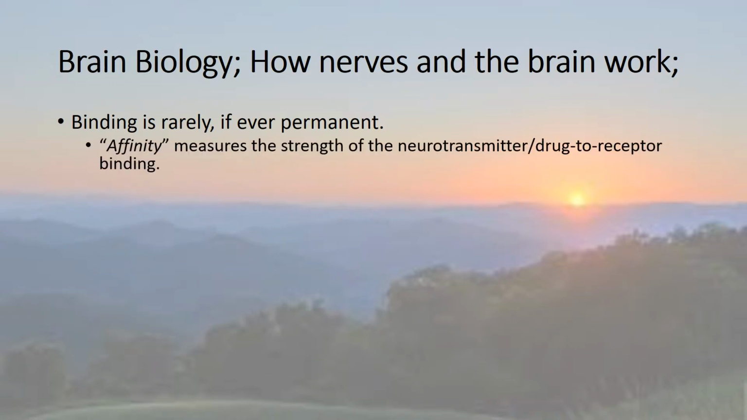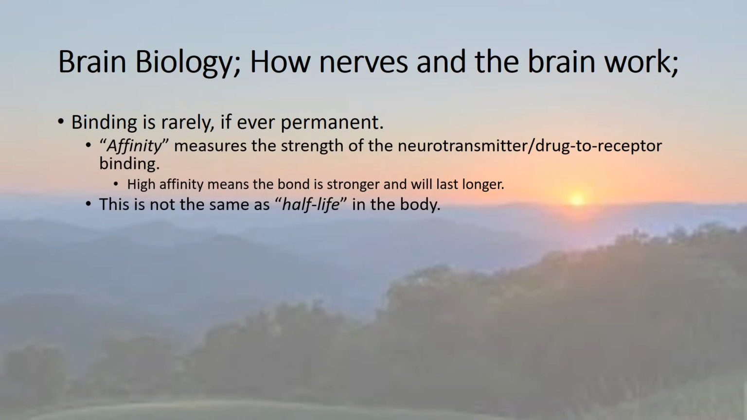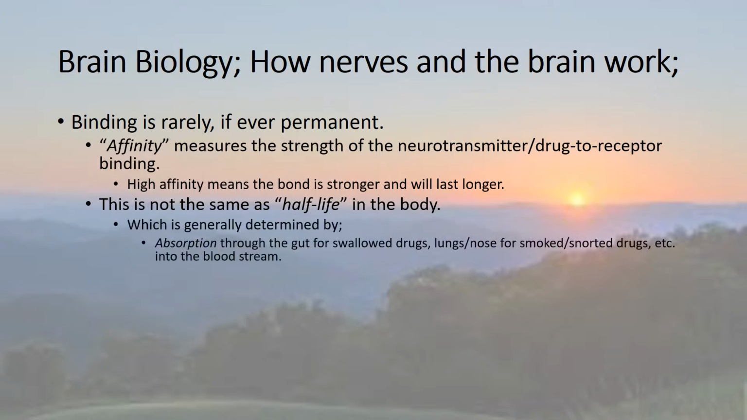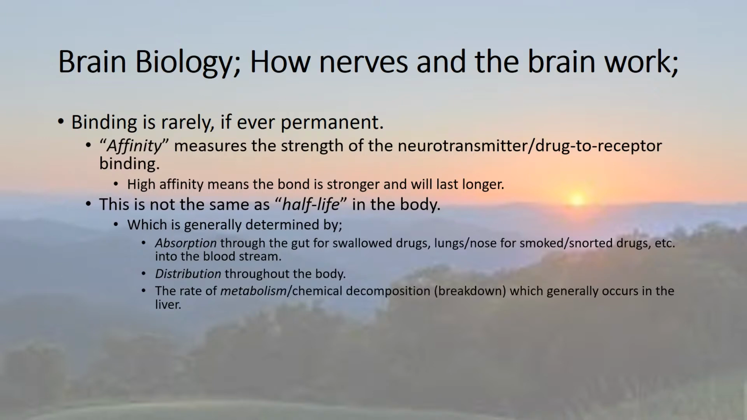Affinity measures the strength of the neurotransmitter or drug to receptor binding. High affinity means the bond is stronger and will last longer. This is not to be confused with half-life in the body, which is a different concept completely. This is generally determined by absorption through the gut for swallowed drugs, or through the mucosa of the lungs and nose for smoked and snorted drugs, into the bloodstream. Distribution happens throughout the body through the bloodstream, and some drugs, such as marijuana, will be stored in fatty tissues.